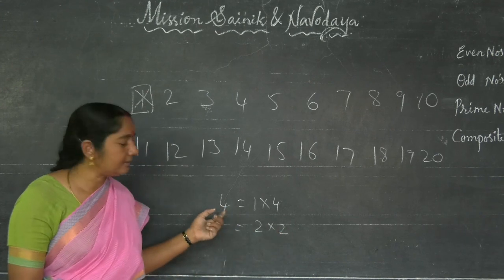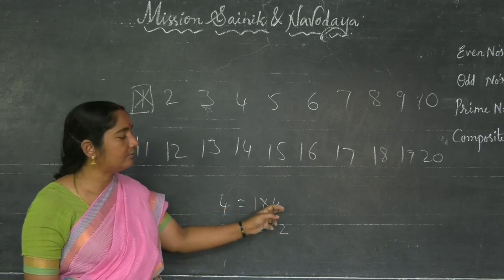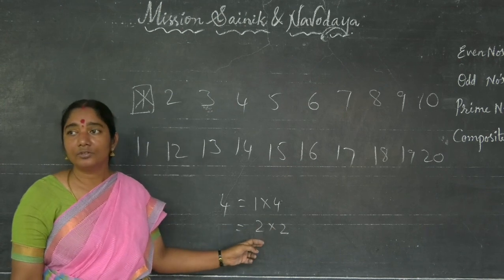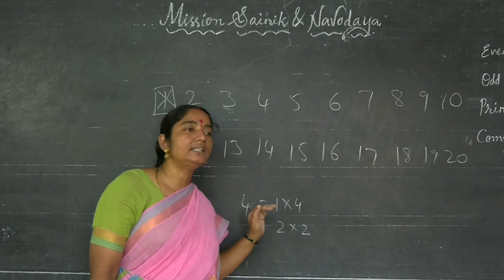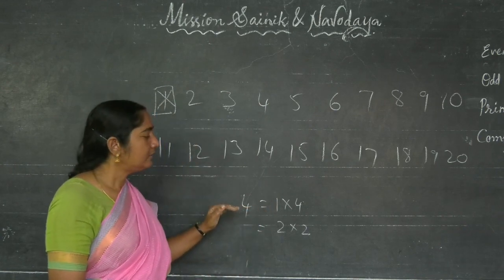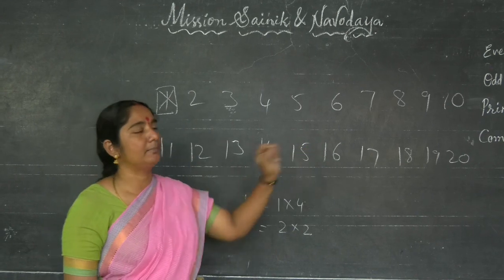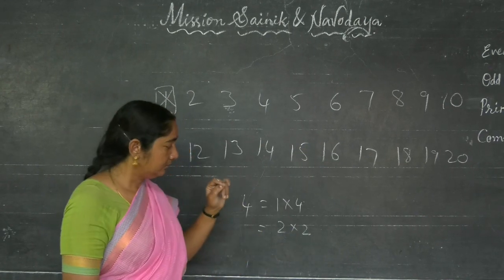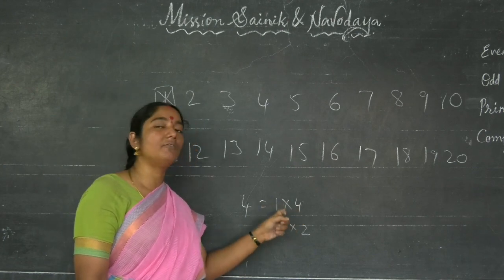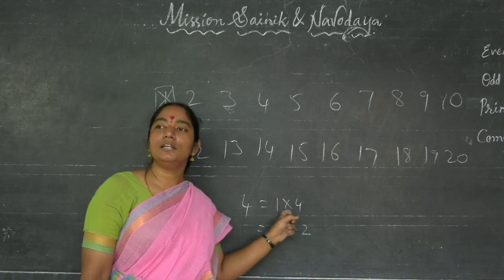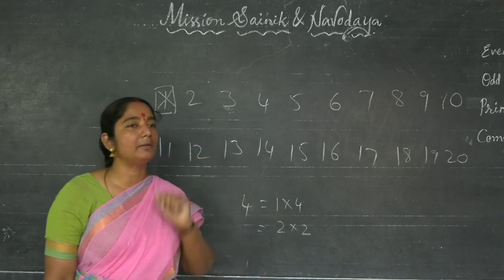So what are the factors of 4? 1 is a factor, 4 is a factor, 2 is also a factor. These are all the factors. Such kind of number which is having more number of factors, we call it a composite number. The number whose factors are only the number itself and 1, such kind of number we call a prime number.